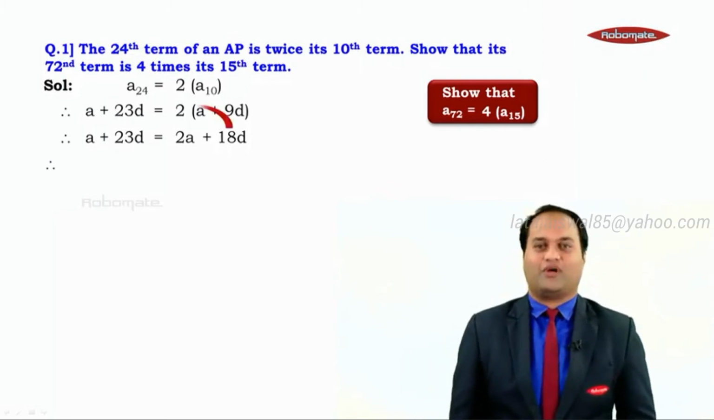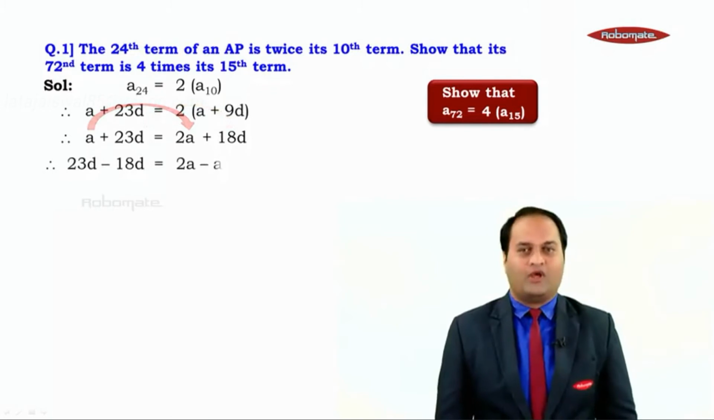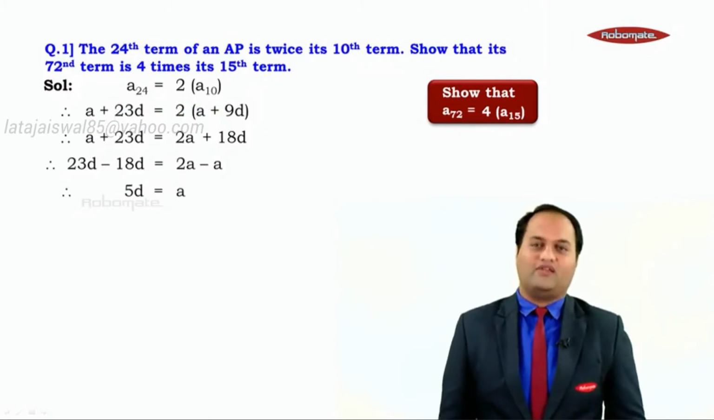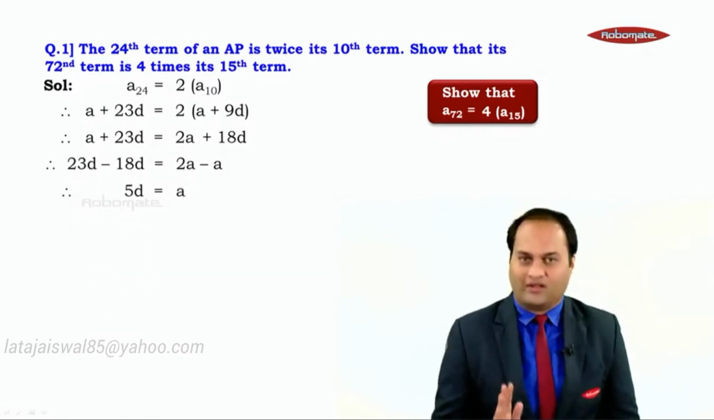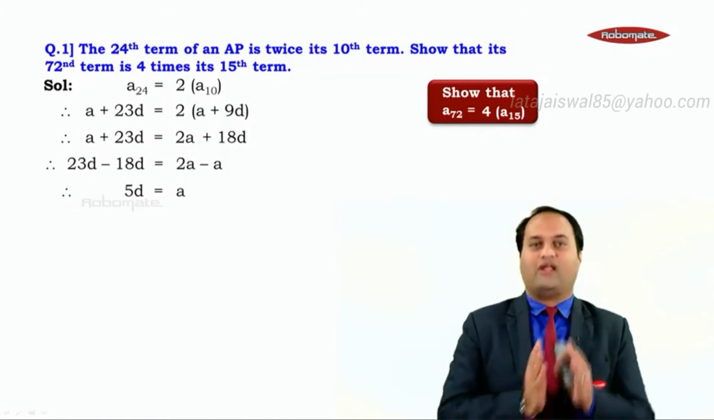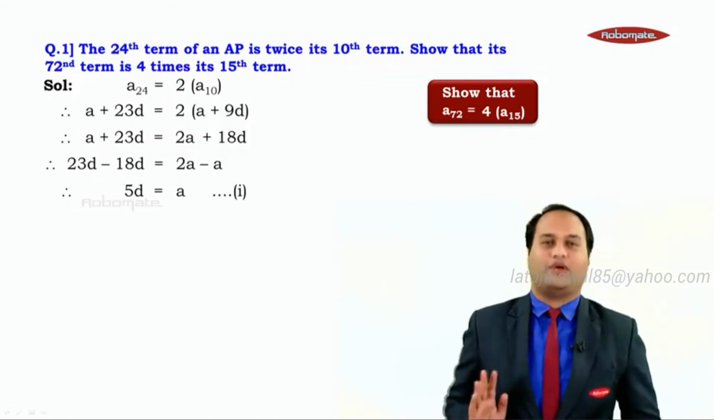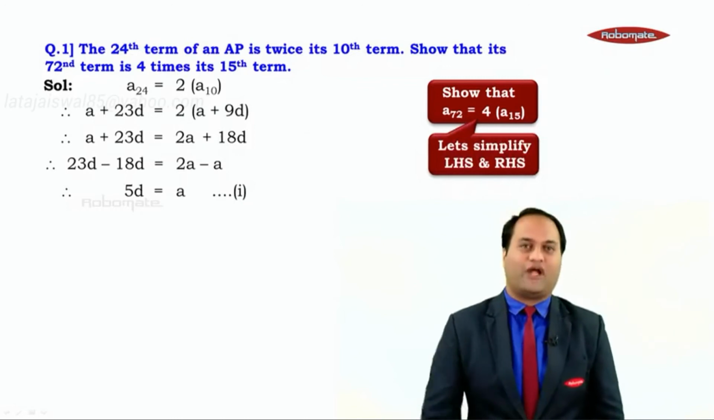Right? Let's do it. What we get? 23D minus 18D, 2A minus A. So you get 5D is equal to A, or A is equal to 5D. This is what we are getting. Can you simplify this further? No. A is equal to 5D. So we are getting the value of A in terms of D. Let this be equation number 1. Right? Now let's come to the show-that part.